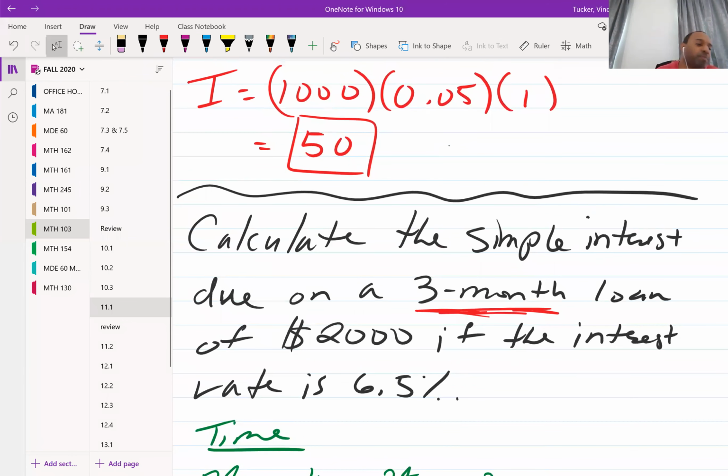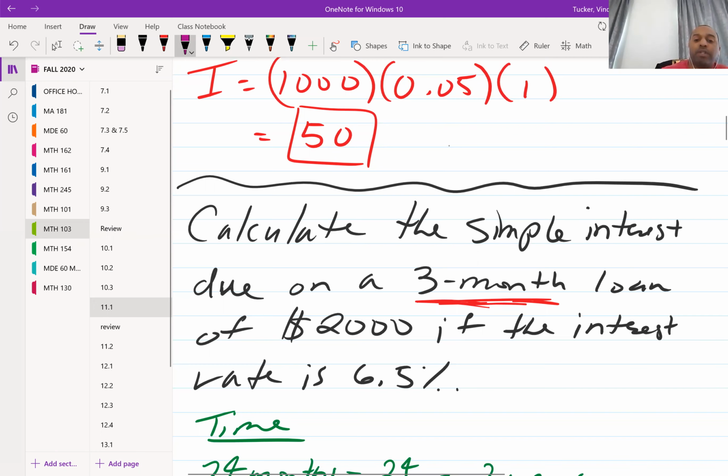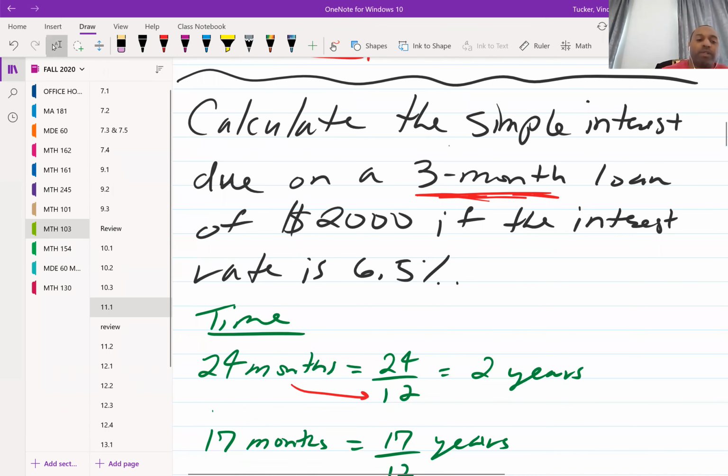All right, so the next one: calculate the simple interest due on a 3-month loan of $2,000 if the interest rate is 6.5%. All right, so notice that we have a 3-month loan that we're dealing with. It's not in years, so we're going to have to convert it to years. So in the green, we're talking about how we convert it to years.